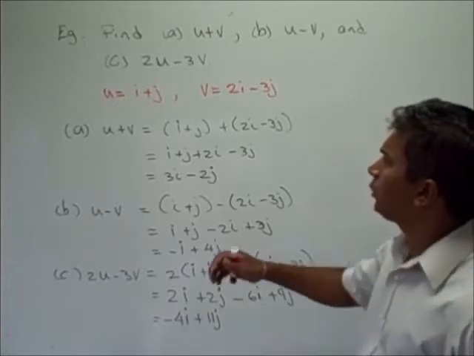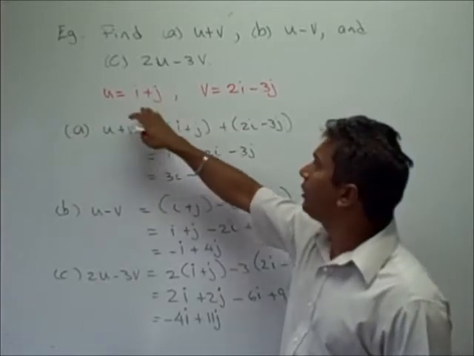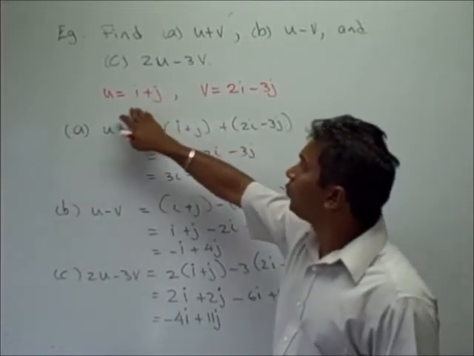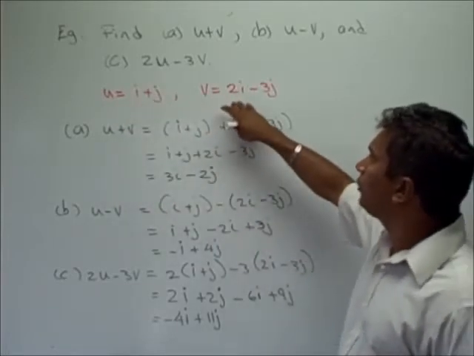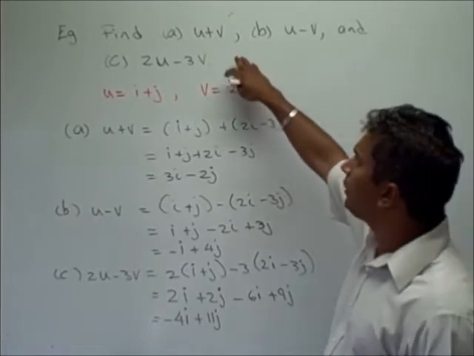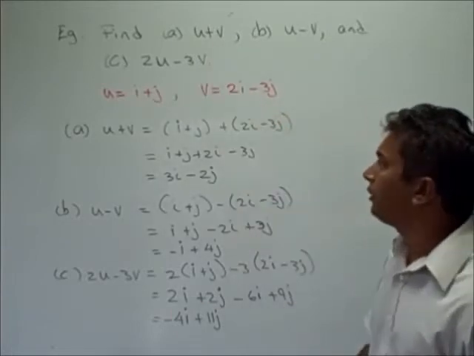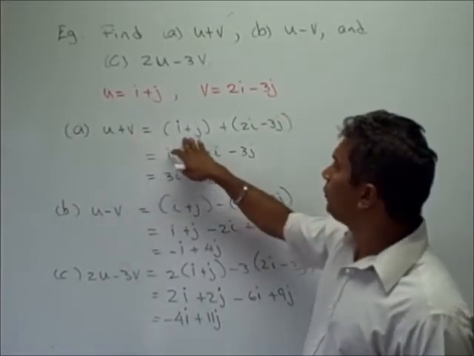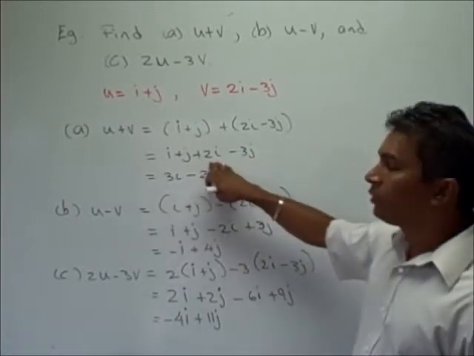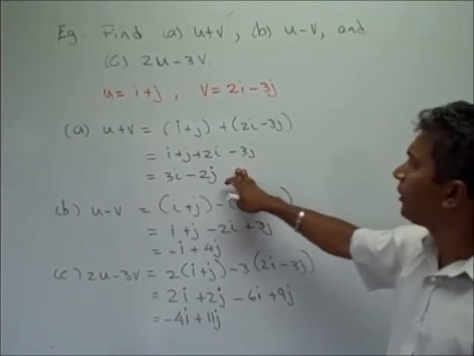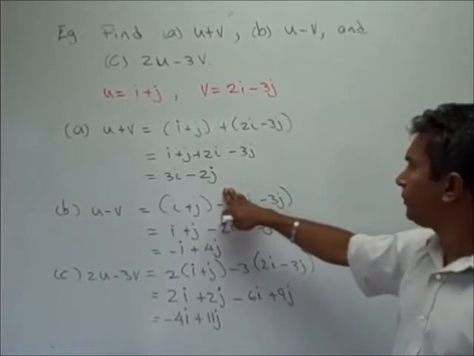So here we're given two vectors u and v, which are written in terms of the linear combination of i and j. So u is given as 1i plus 1j, or simply i plus j, and v is given as 2i minus 3j. And we're being asked to find u plus v, u minus v, and 2u minus 3v. So u plus v would be (i plus j) plus (2i minus 3j). If we remove our parentheses and simplify by combining the like terms, we get 3i minus 2j.